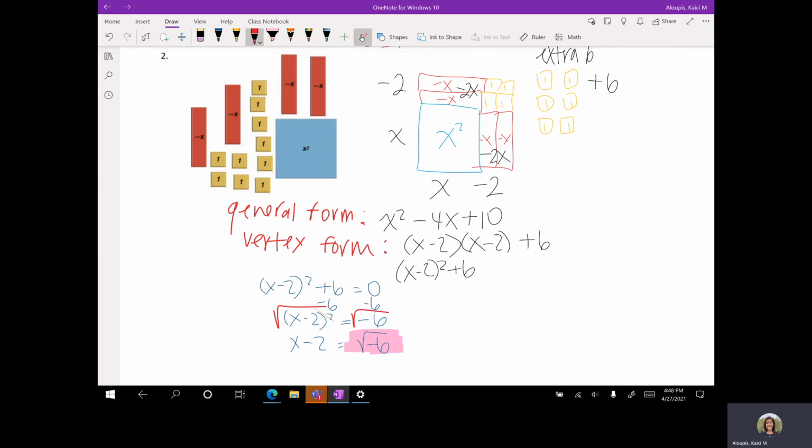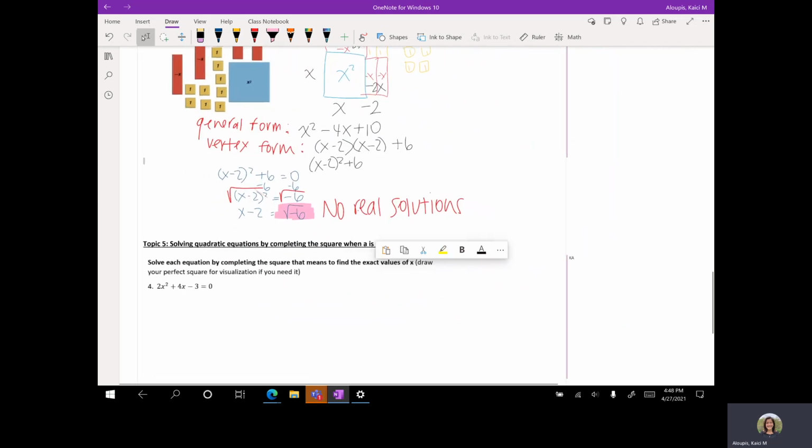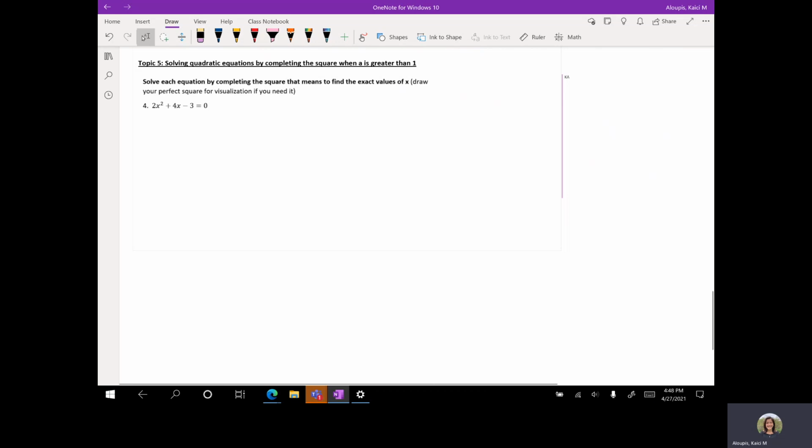So already I'm going to write no real solutions, okay? Because there are no real solutions. There's no real numbers that will multiply by itself to produce a negative 6. So I'm going to stop there, and we can't solve for the actual value of x because there are no real solutions. Okay, last topic, number 5.